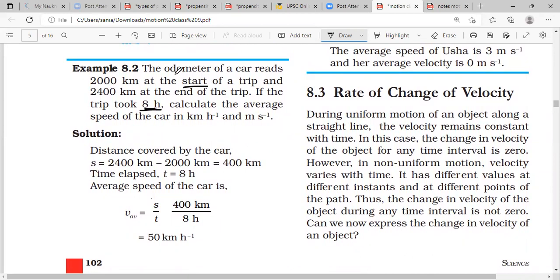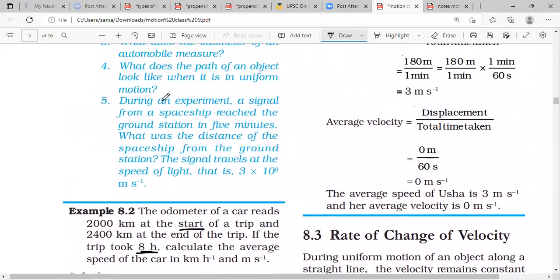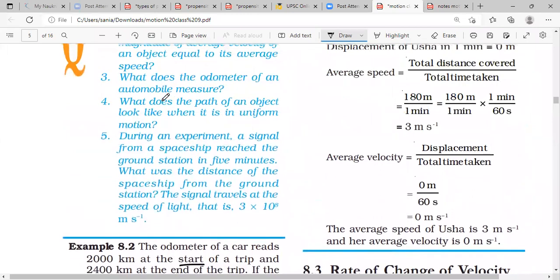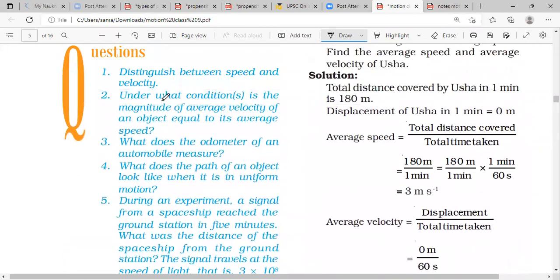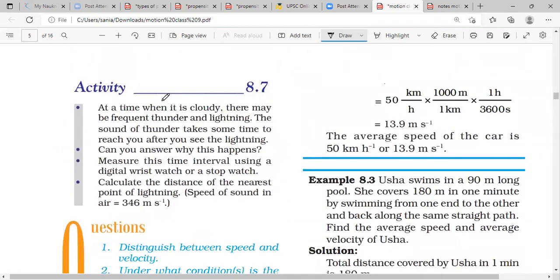But here just remember one thing, the odometer of a car reads 2000 kilometer at the start of the trip and 2400 kilometer at the end of the trip. Okay. So basically, the one thing which you have to mention over here is the total distance. But total distance, how will you do it? Do you have any idea about it?